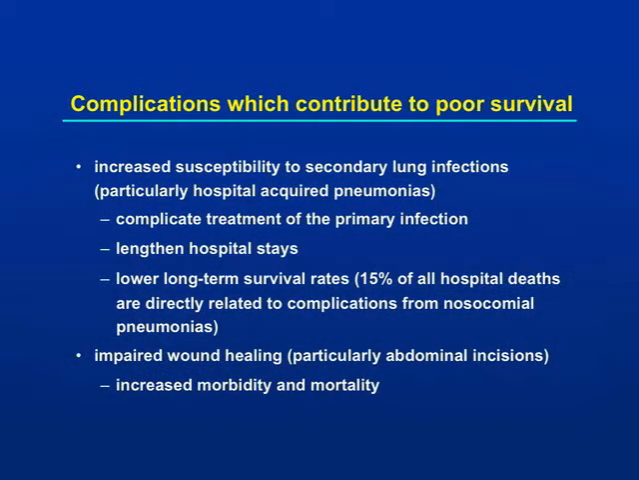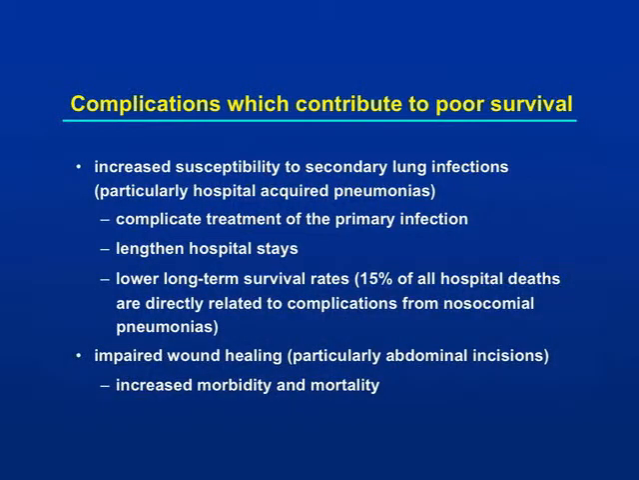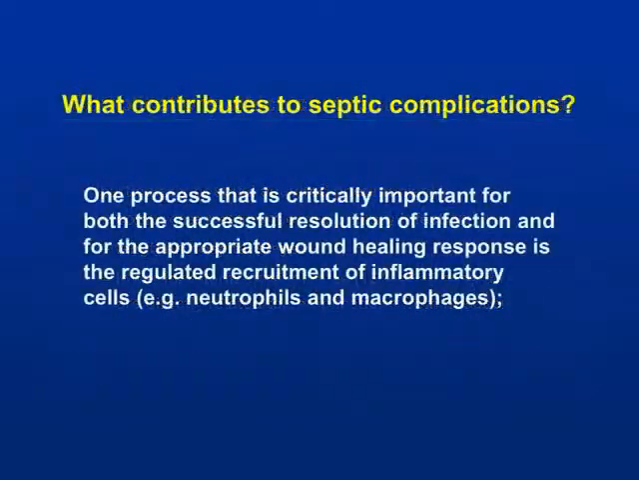Two of the main complications, the first is an increased susceptibility to secondary lung infections, in particular hospital-acquired pneumonias in patients who are septic. This complicates treatment of the primary infection, lengthens the time they're in the hospital, and really decreases their survival rates. Another major complication is impaired wound healing, in particular with abdominal incisions. So what is it that contributes to these complications?